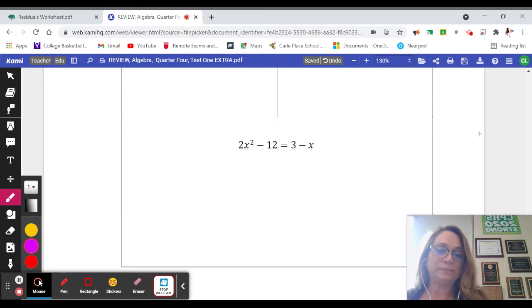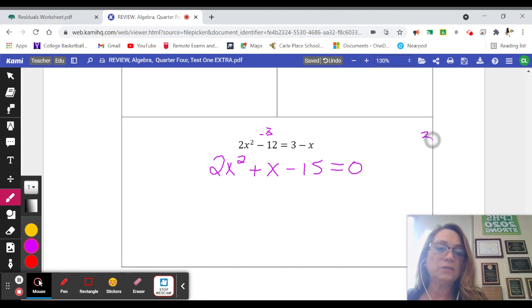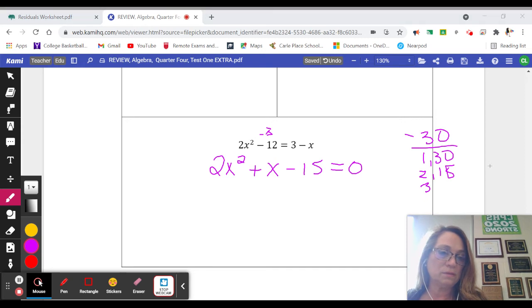Okay, I'm going to do splitting. I hope it splits well. Otherwise, I can do the quadratic formula. If I subtract the 3, if I add the x, so 2x squared plus x minus 15 equals 0. So that gives me 30 that I'm working with. Technically a negative 30, but either way, 30. 2 and 15, whoops. 3 and 10. 5 and 6.